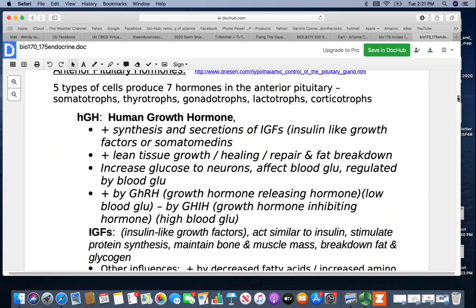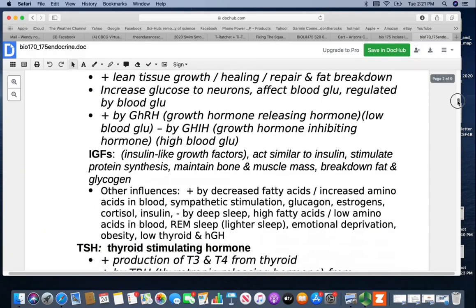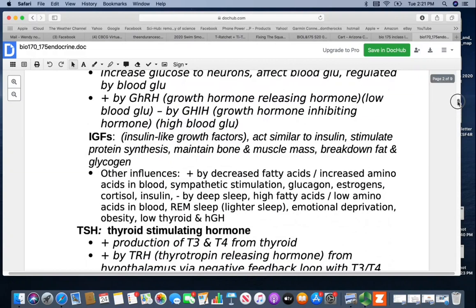If you're looking to maximize the effects of human growth hormone after a workout, you probably don't want to chase it with a meal that's going to raise your blood glucose really high, because that would shut down some of that human growth hormone. So your insulin-like growth factors are called this because they do act similar to insulin. They're going to stimulate protein synthesis, so they'll maintain your bone and muscle mass, and then also break down fat and glycogen.